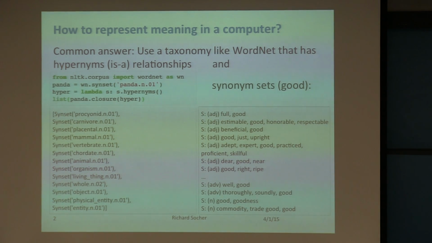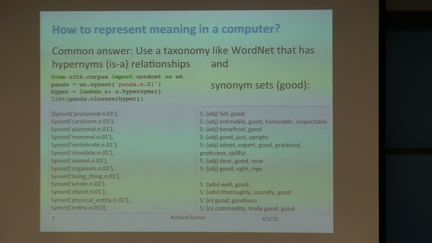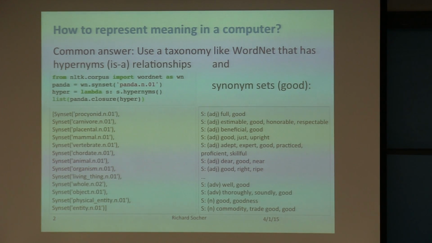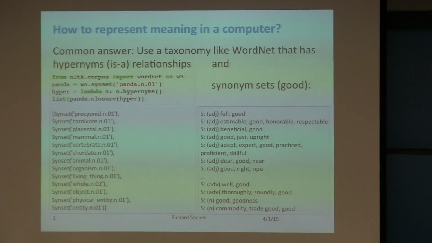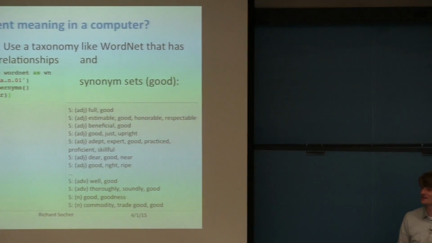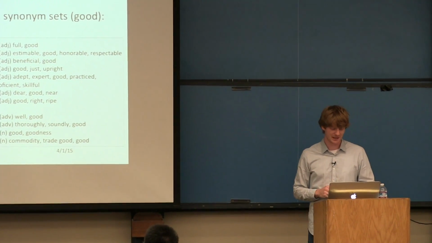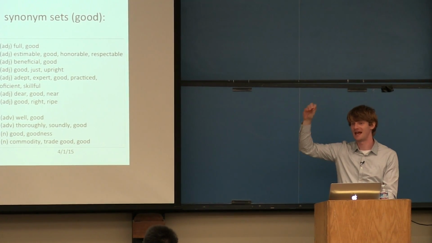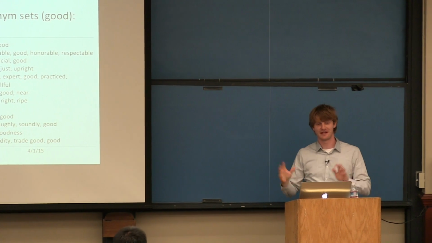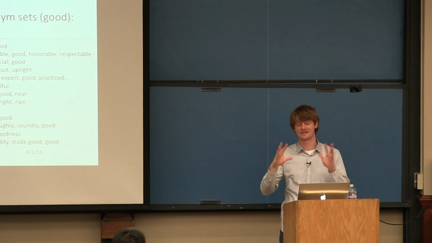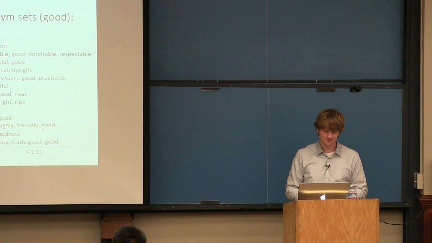So we have carnivore, placental, mammal, vertebrate, chordate, animal. These are all words that subsume panda. So panda is just a subset of all the things that are vertebrates, for instance, or animals. And it goes to organism, a living thing, a whole, an object, a physical entity, versus a theoretical entity like an idea or love or something like that. And then everything in this taxonomy ends at entity. So everything, according to WordNet, in the world is some kind of entity.